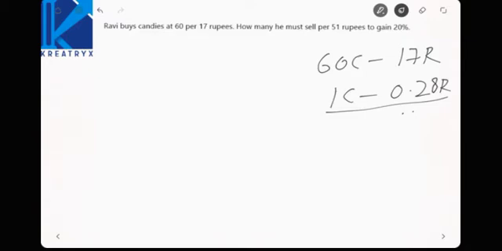Now his cost price is 0.28, and that is equal to 100 percentage. And see here, he has to gain 20 percentage, means his selling price must be 120 percentage. Now 120 percentage value is nothing but 0.28 into 120 divided by 100, which will come to how much?